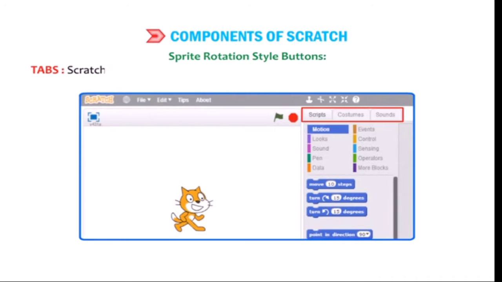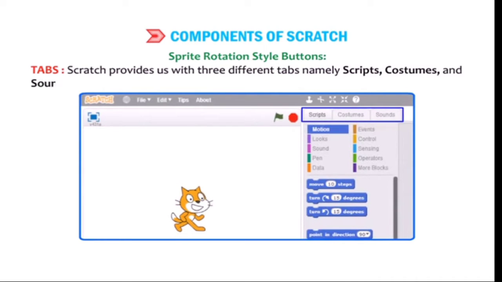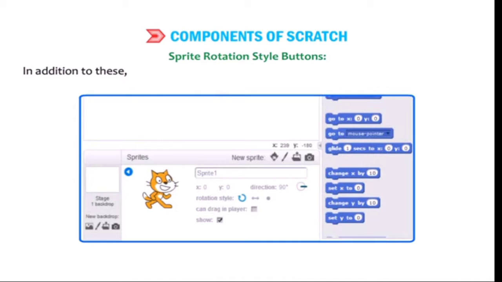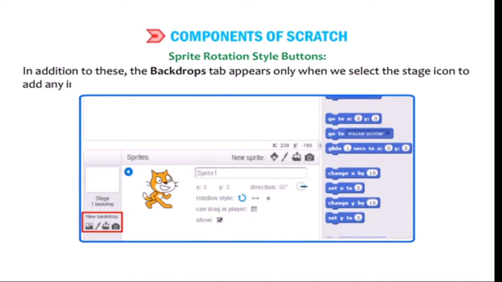Tabs. Scratch provides us with 3 different tabs, namely scripts, costumes, and sounds. All 3 tabs have different tasks to perform. In addition to these, the Backdrops tab appears only when we select the stage icon to add any inbuilt background on the stage or to paint a new background.